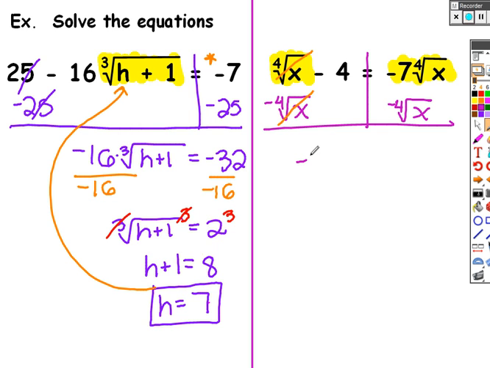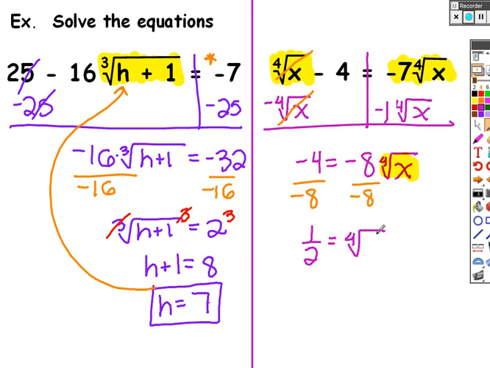Then I'd have negative 4 equals, well, this is really like negative 1 4th root of x. So negative 7 4th roots of x minus another 4th root of x would give you negative 8 4th roots of x. Now again, I want to get the radical by itself, so that negative 8 is not under the radical sign. If you divide each side by negative 8, you should end up with 1/2 equals the 4th root of x.